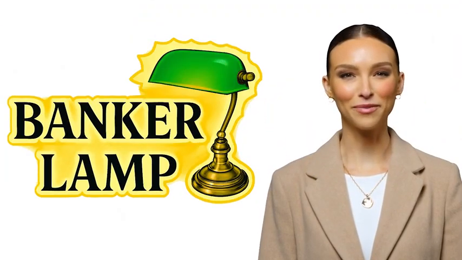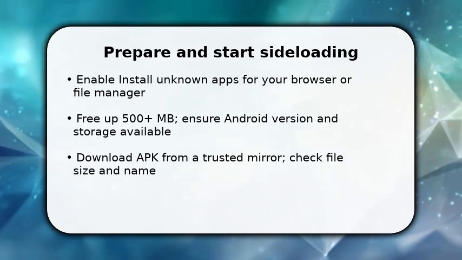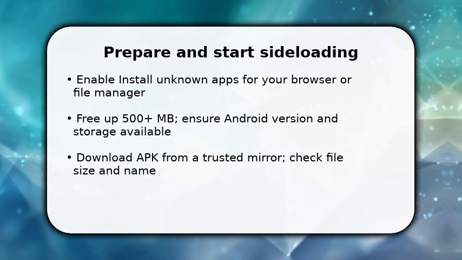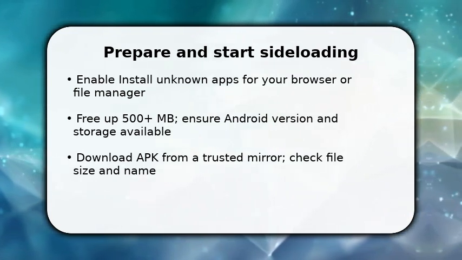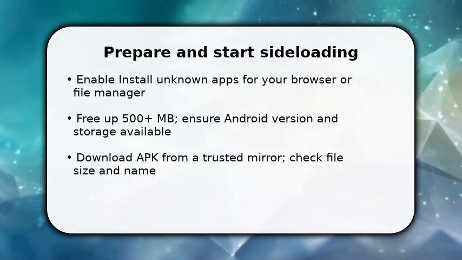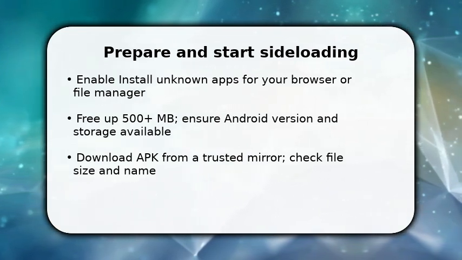Please enjoy the video. You begin by preparing your device so sideloading works. Enable Install Unknown Apps for the browser or file manager you'll use. This allows APKs to install. Once done, confirm Android version compatibility and free at least 500 megabytes for packages and temporary files.